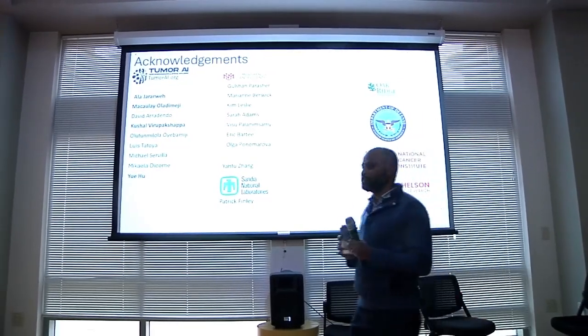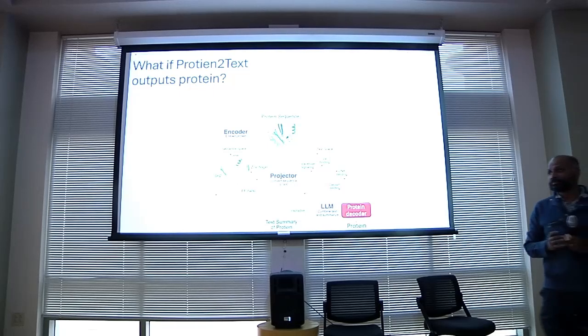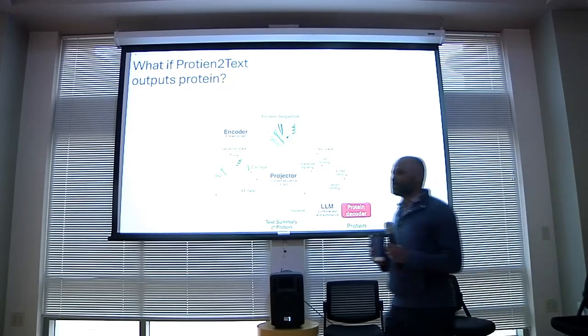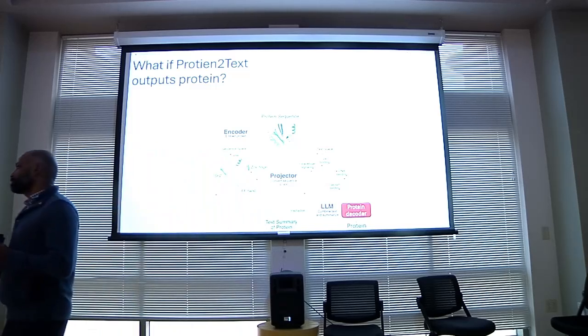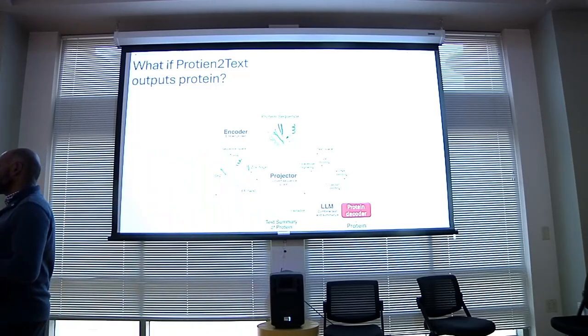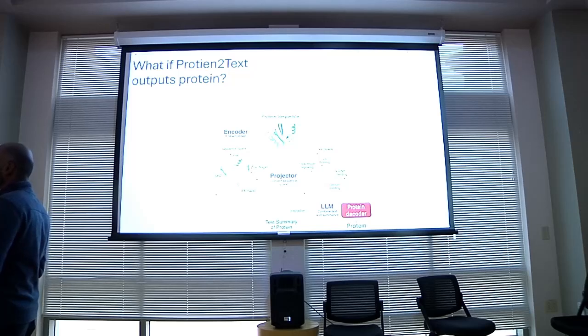Can we go back to the last slide? So, it comes in as a protein sequence, and then the protein decoder outputs the protein sequence. Are those supposed to be in this diagram? Yeah, so you can actually give both protein sequence and text as an input, and it can give you protein sequence and text as an output. But are those the same protein sequences? It doesn't need to be the same protein sequence.